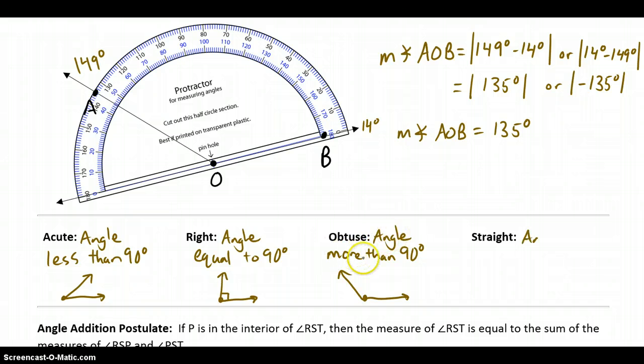And a straight angle is an angle whose measure is equal to 180 degrees. So the measure from here to here is 180 degrees.